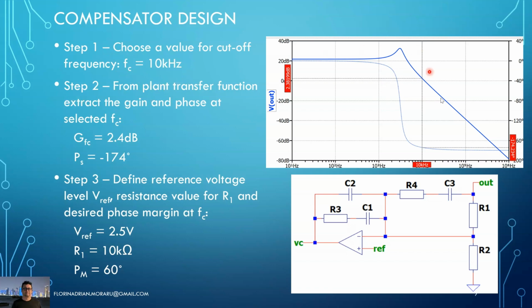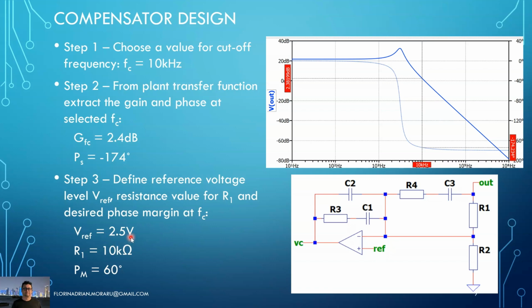Second step is from the plant transfer function. We just put a cursor, we enter 10 kilohertz here, and then we need to extract the gain value and the phase value for 10 kilohertz. So here it's almost 2.4 dB, and here we have minus 174 degrees. Those are the two parameters extracted from the power stage Bode plot.